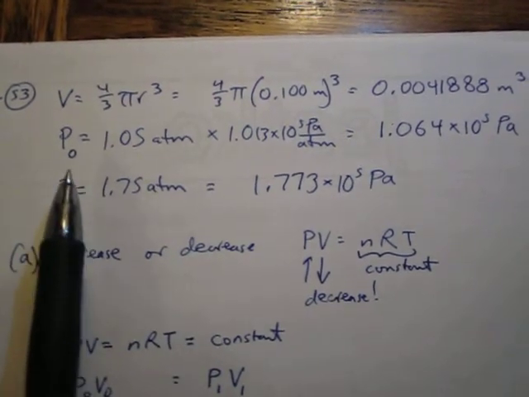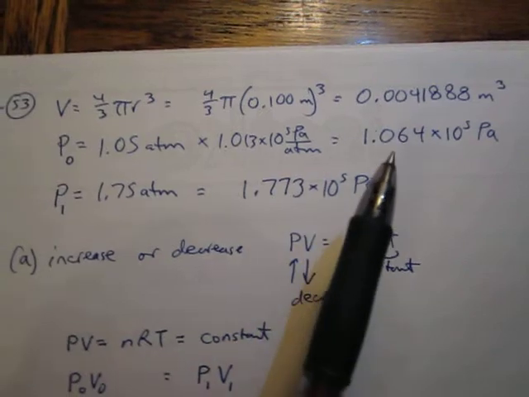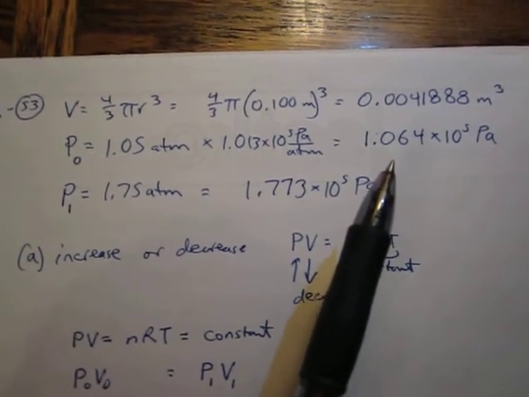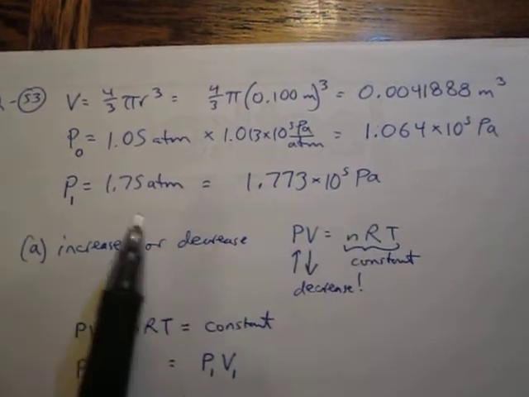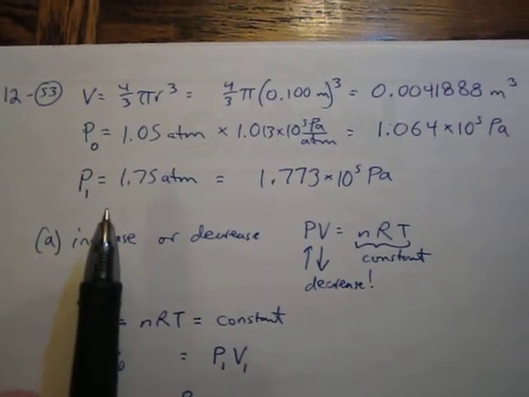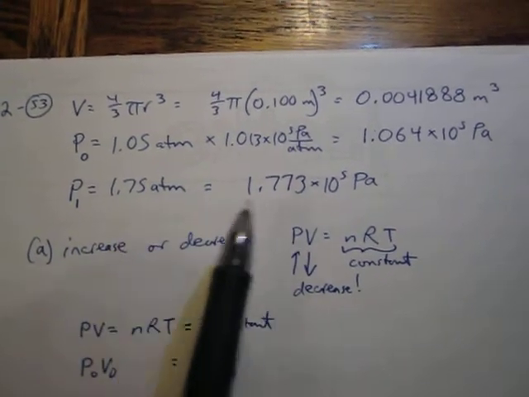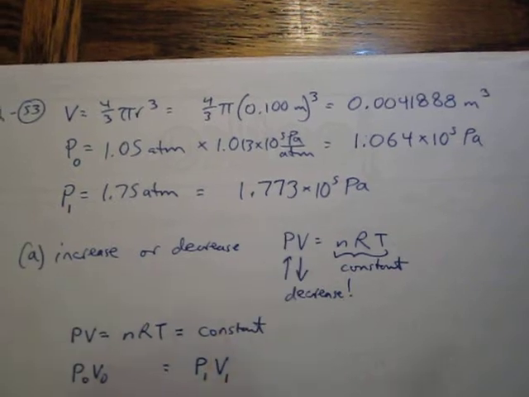It says it's at an original pressure of 1.05 atmospheres. Here I convert it to pascals: 1.064 times 10 to the 5th pascals. Then the pressure is increased to 1.75 atmospheres. Let's get that in pascals as well: 1.773 times 10 to the 5th pascals.